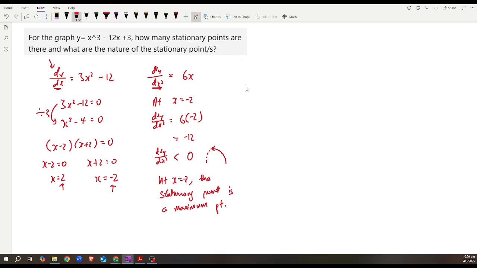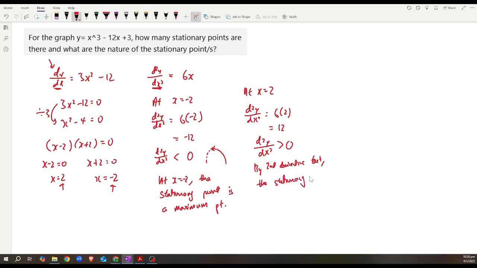At x equals 2, d squared y over dx squared equals 6 times 2, which is 12. 12 is positive, so d squared y over dx squared is positive. So by the second derivative test, the stationary point at x equals 2 is a minimum point.